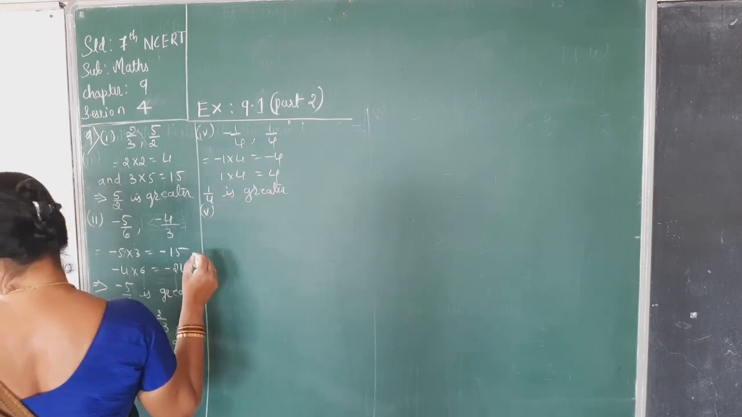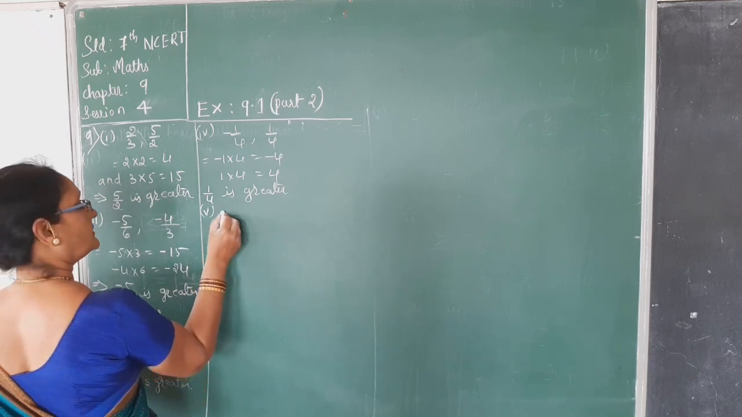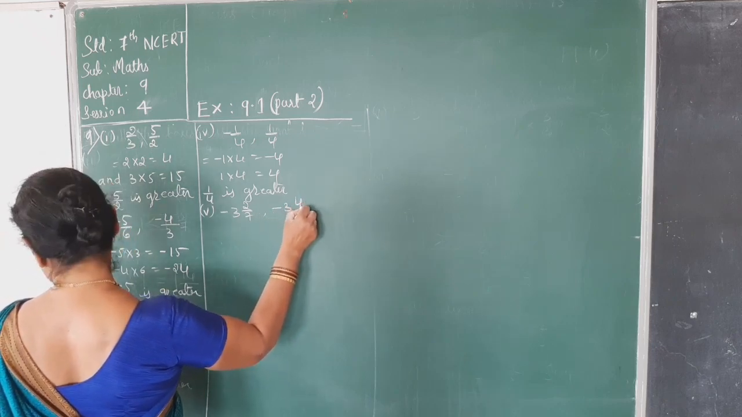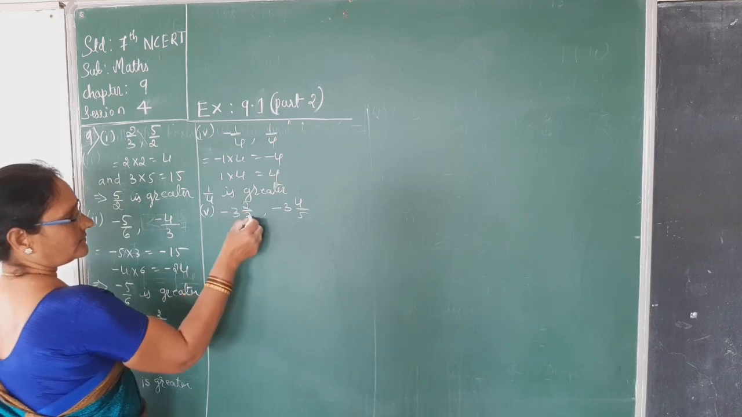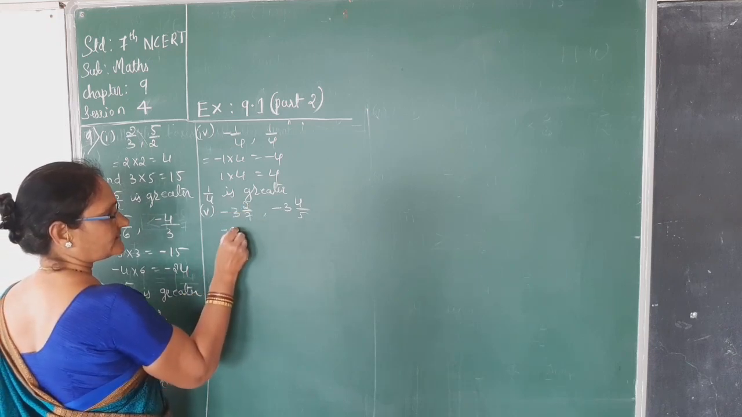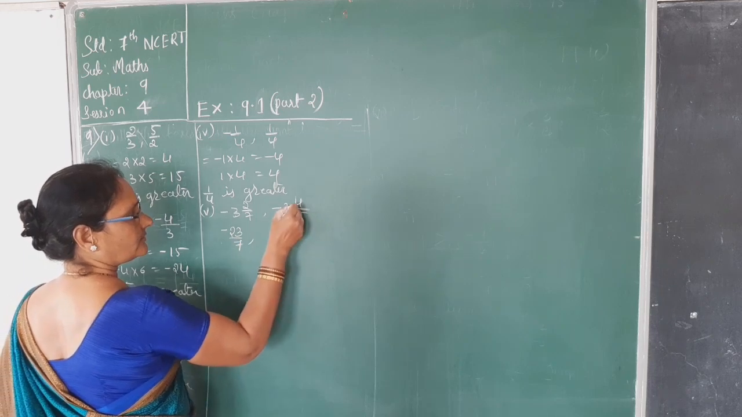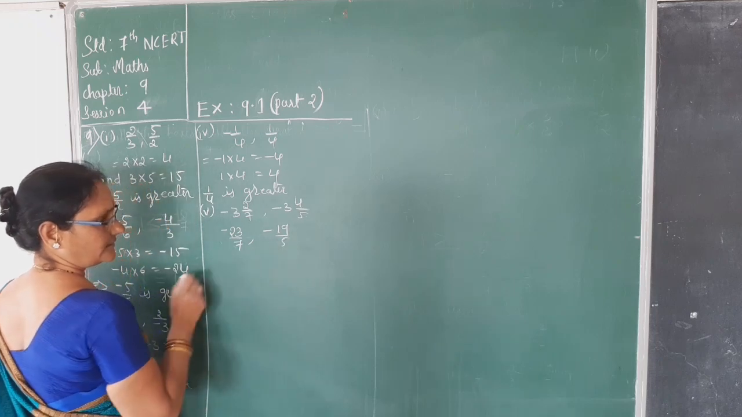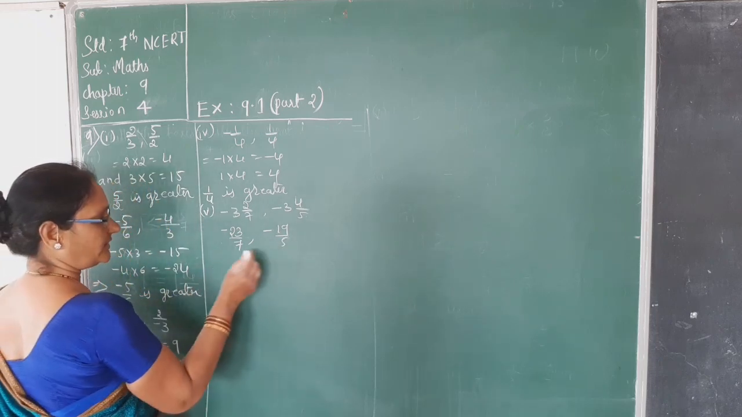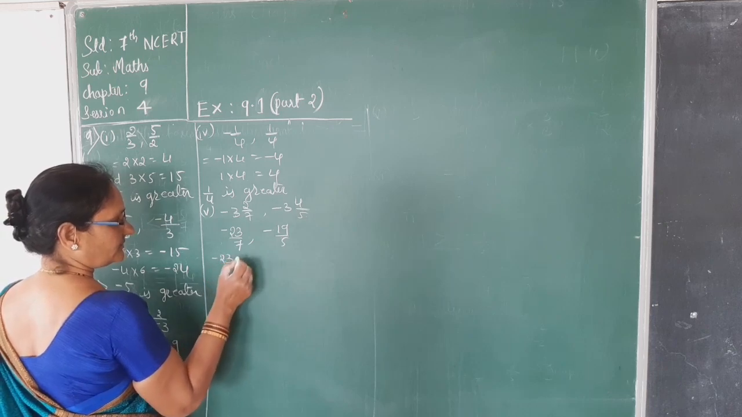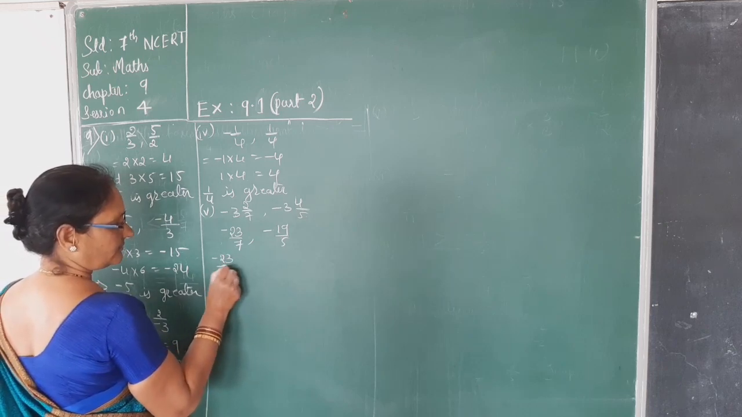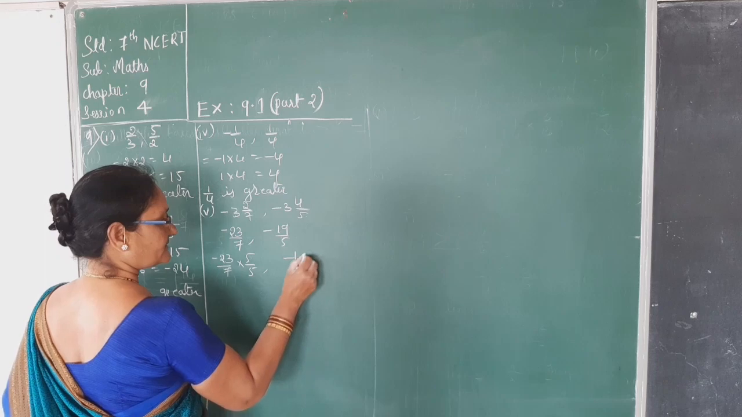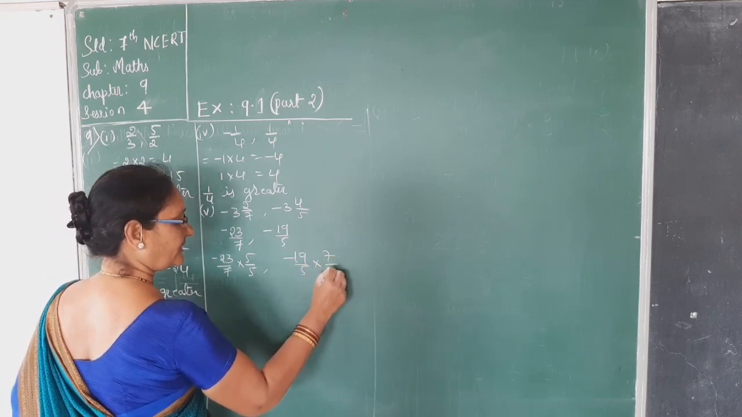Next, fifth one, that is minus 3 integer 2 by 7, minus 3 integer 4 by 5. See here, 7 3s are 21 plus 2, minus 23 by 7. 5 3s are 15 plus 4, minus 19 by 5. So here LCM is 35, we equalize the denominator: minus 23 by 7 into 5 by 5, minus 19 by 5 into 7 by 7.